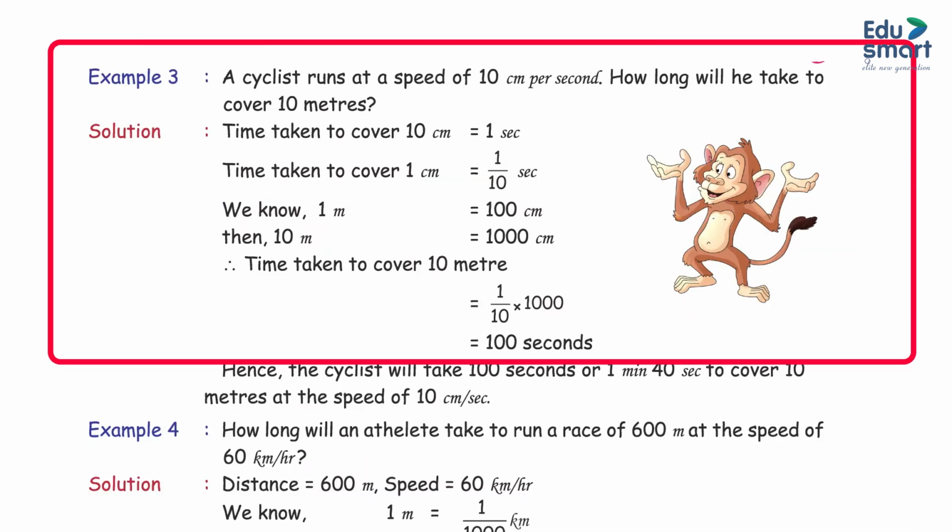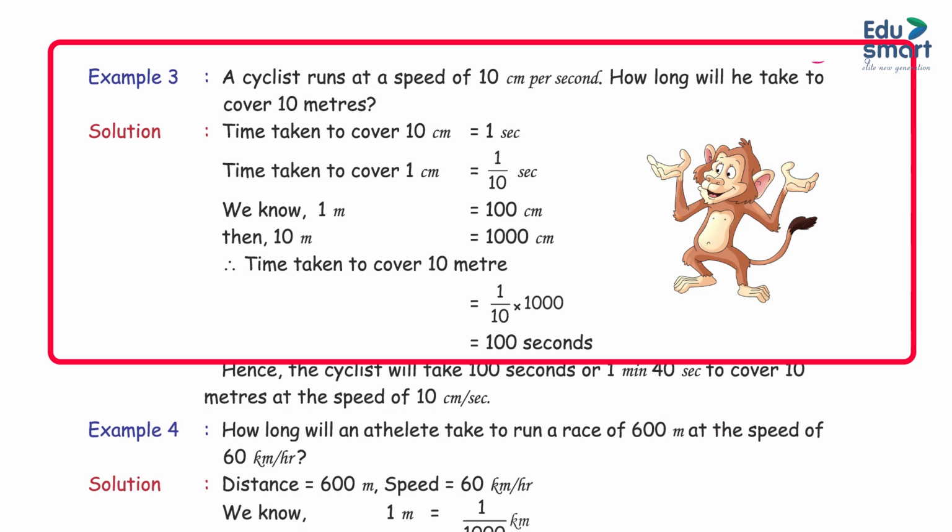Example 3. A cyclist runs at a speed of 10 cm per second. How long will he take to cover 10 meters? Solution. Time taken to cover 10 cm is 1 second. Time taken to cover 1 cm is 1 upon 10 second. We know 1 meter is equal to 100 cm.